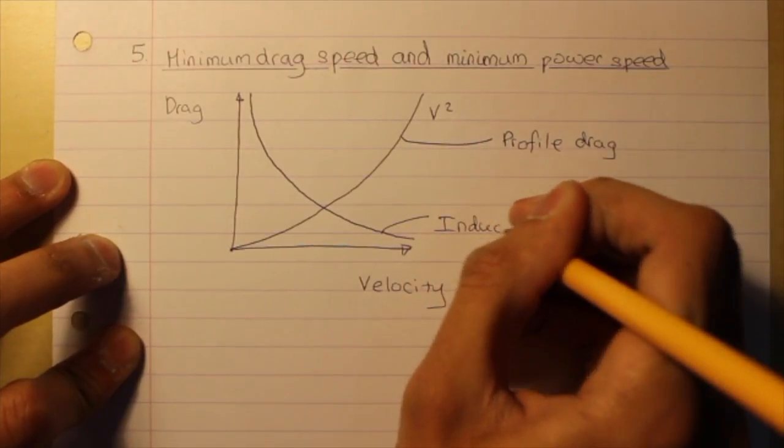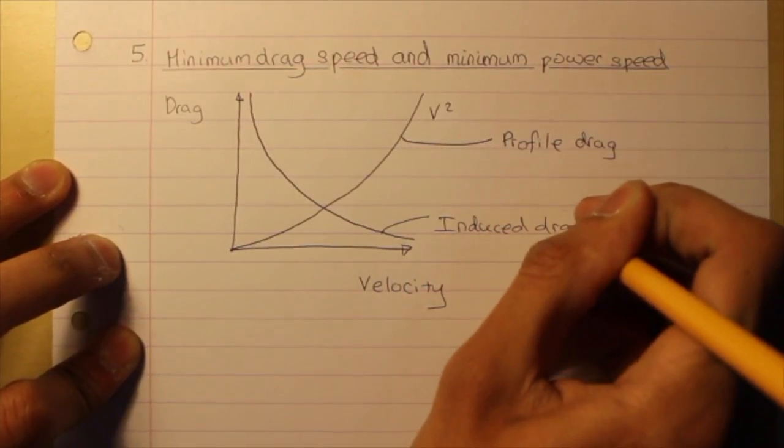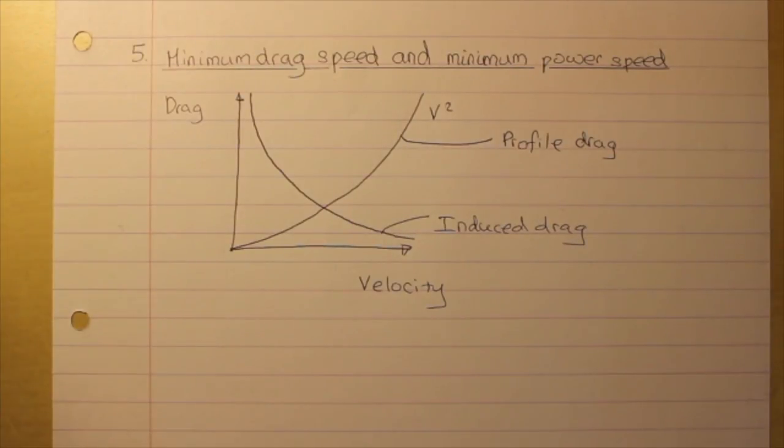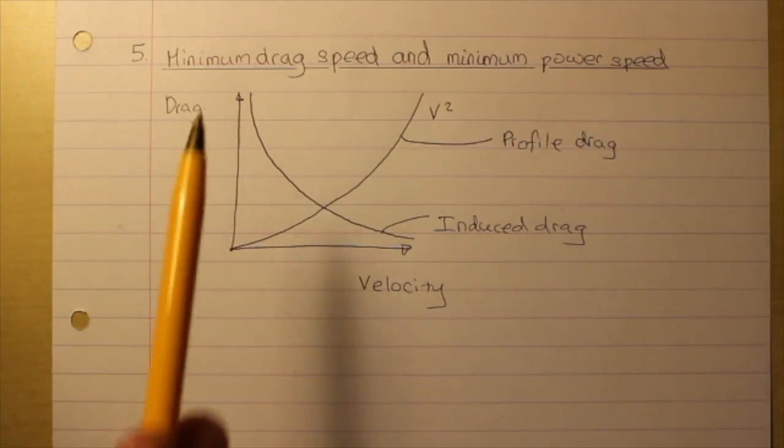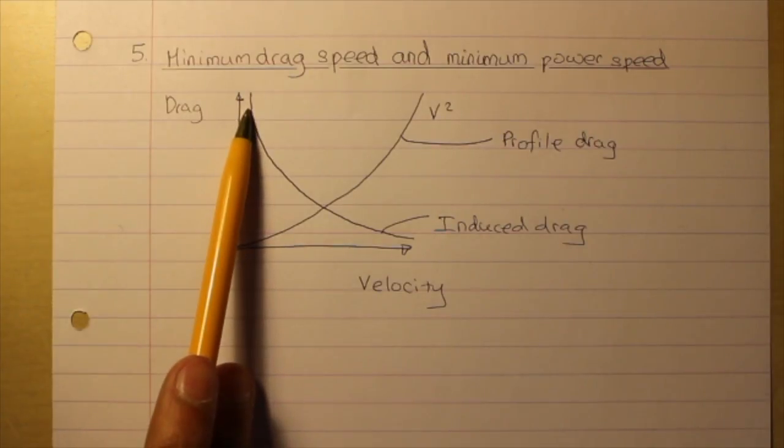Now the reason this happens is because the induced drag is dependent on the coefficient of lift, and we know that the coefficient of lift depends on the angle of attack. So the slower the aircraft is moving, the higher the angle of attack is, therefore the higher the coefficient of lift is, and therefore at our lower velocity the induced drag is at its highest.